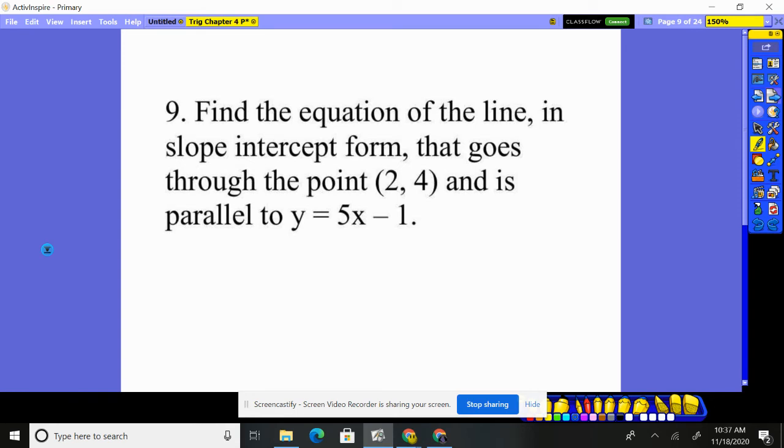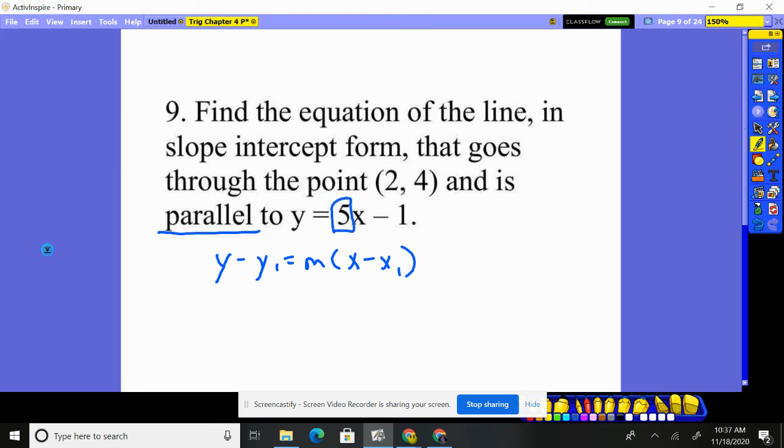Number 9. Okay, well, a little different here. Doesn't make any difference. If I am finding an equation, it's the point-slope formula every single time. All I need is the slope. This time it says it goes through that point and is parallel to this equation. This guy has a slope of 5.